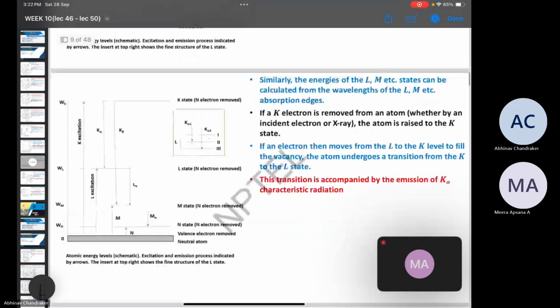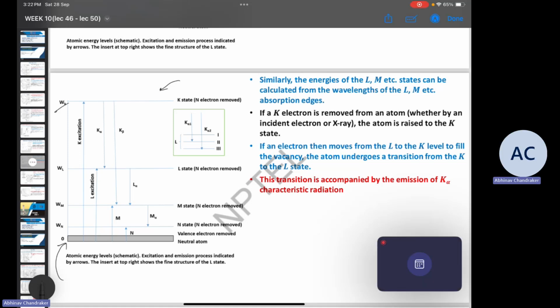So the neutral atom is at ground state. If you remove an electron, then the potential energy of the atom increases. That is, you had to do some work to remove that electron away from the atom. So the energy of the atom has increased. And if you remove it from the K state, the new energy will be somewhere here.